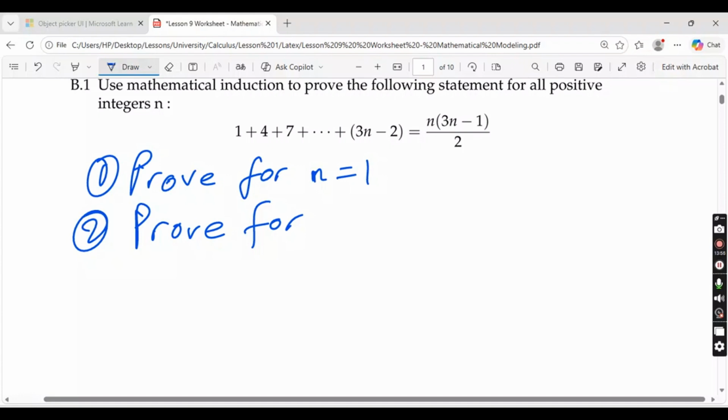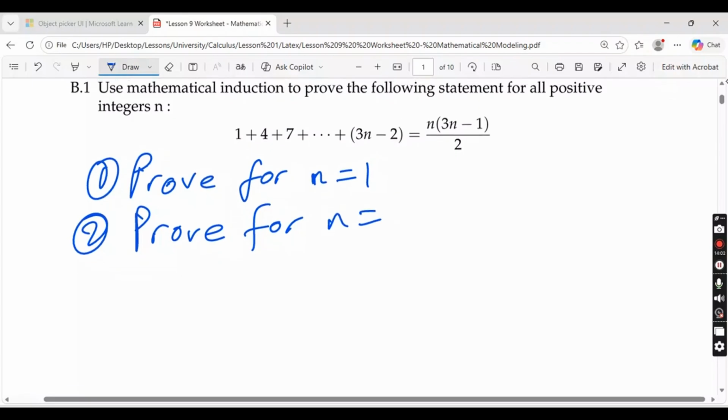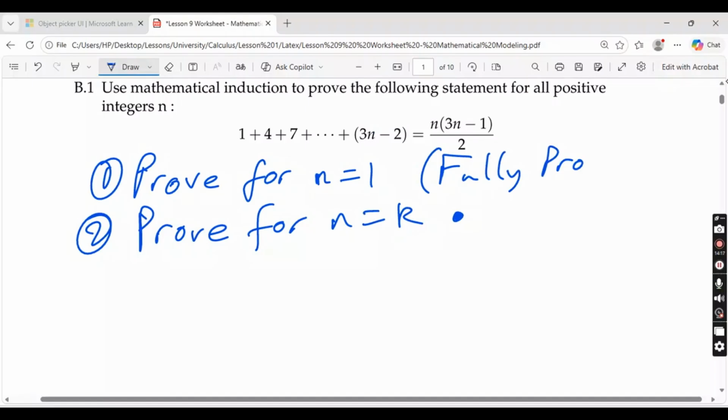After we prove for n is equal to 1, we prove n is equal to k. But for the first one, when n is equal to 1, you fully prove. That means at the end of the statement, you say n is equal to 1 is true. But when n is equal to k, you say partially prove.